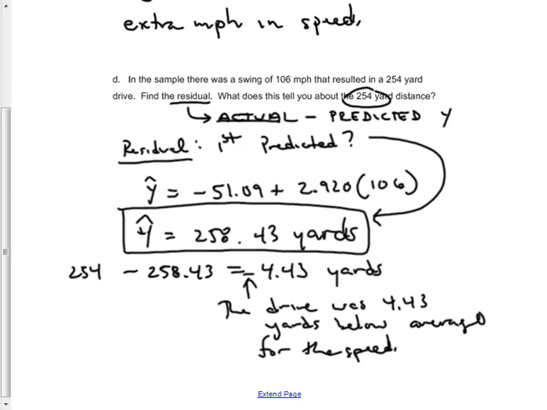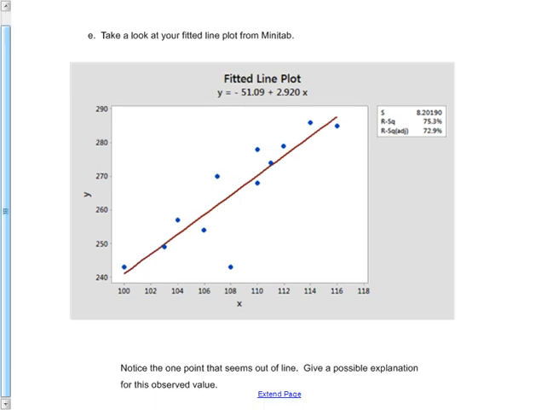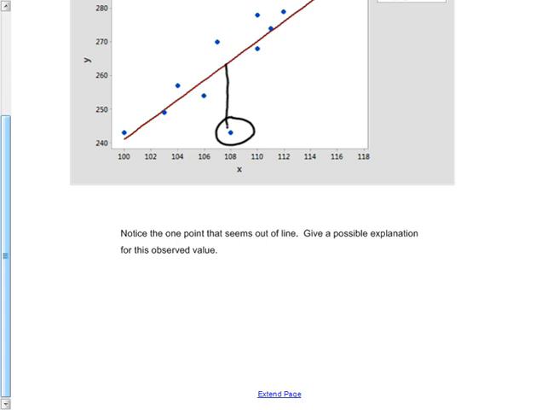I think we got one more part here. This is what you should have got for the fitted line plot in Minitab. It looks like we have pretty strong positive linear correlation once again, but it says notice that one point seems to not be on a line with the others. That one right there looks like it's considerably farther away from the regression line than any of the others. So we're asked here, give a possible explanation for this observed value. There aren't that many scenarios where I would do this to you on a test, because you sort of have to have some golf background to be able to think about this.